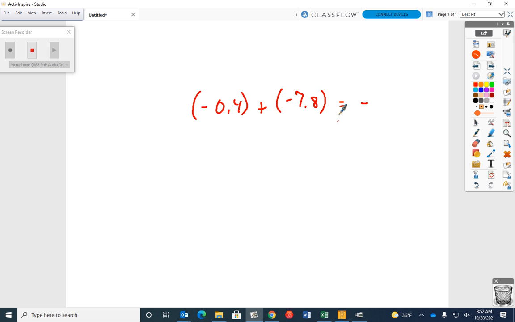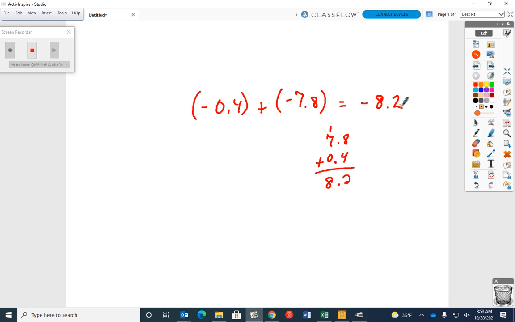Now I'm going to put these together. Am I going to find the difference or am I going to add them together? Add them. So 7.8 plus 0.4. What's 8 plus 4? 12. Bring my decimal down, carry my 1. What's 7 plus 1? 8. So this would be negative 8.2. Do you understand so far?